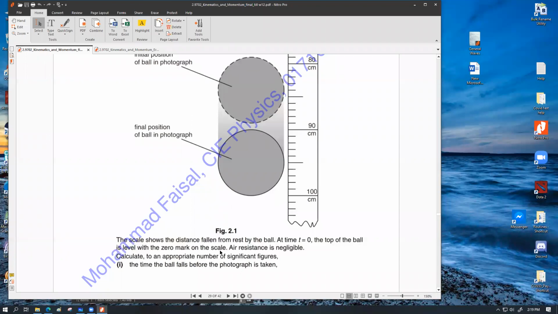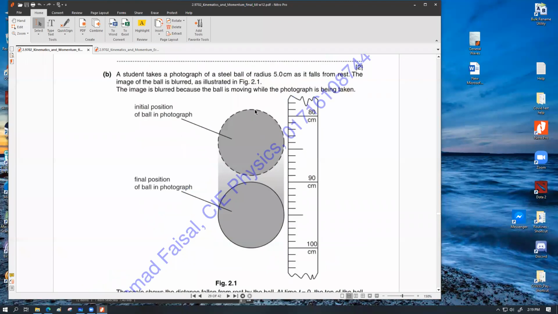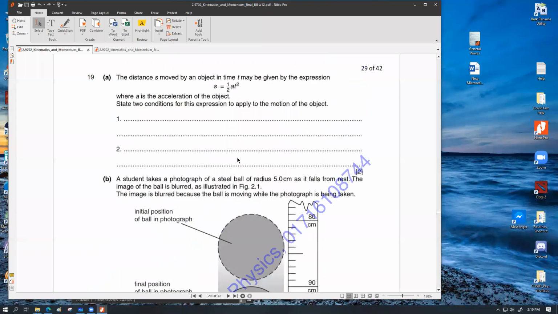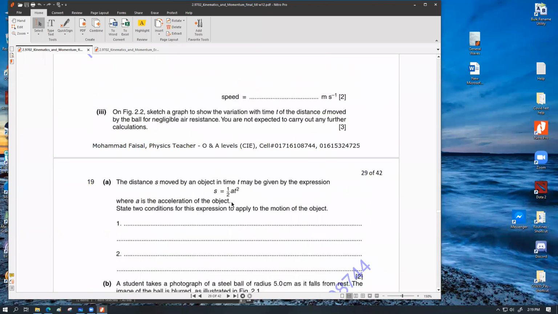Then it says calculate, to an appropriate number of significant figures, the time the ball falls before the photograph is taken. So before the photograph is taken, it is going to cover 79 centimeters. If you hold up a ruler over here, a horizontal line, you'll see that the top of the ball is aligned with the 79 centimeter mark. So you use 0.79 over here. You use a equals 9.81, which is the value of gravitational acceleration, and then you calculate the value of t, which is not very difficult.